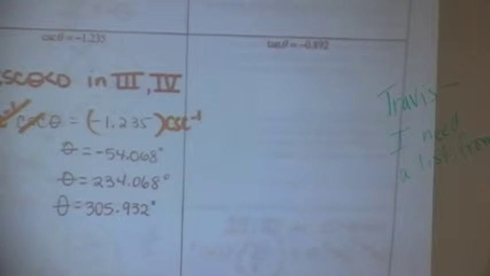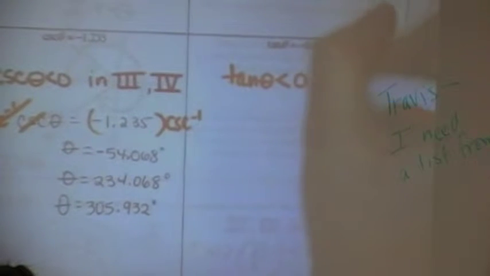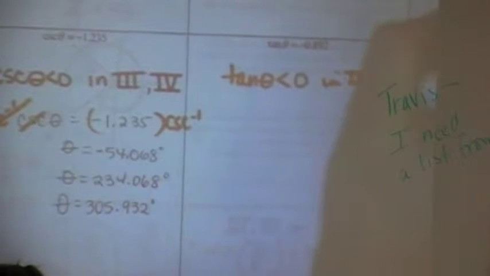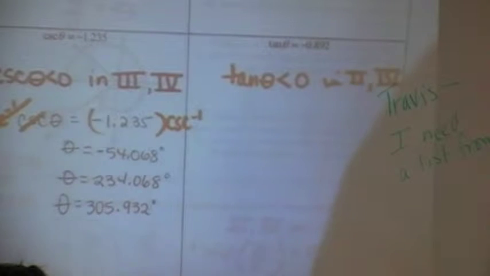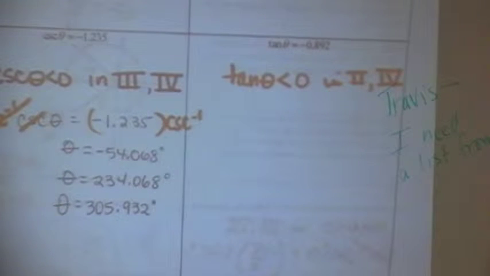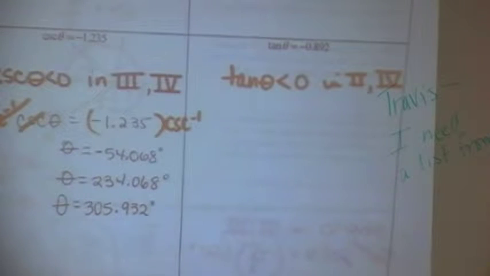Negative. So you need to identify what two quadrants tangent's going to be negative. So where's tangent negative? Okay. So my answers are going to have to be in quadrant 2 and quadrant 4, which means I'm going to have one answer that's between 90 and 180, and I'm going to have one answer that's between 270 and 360, because that will be 2 and 4.